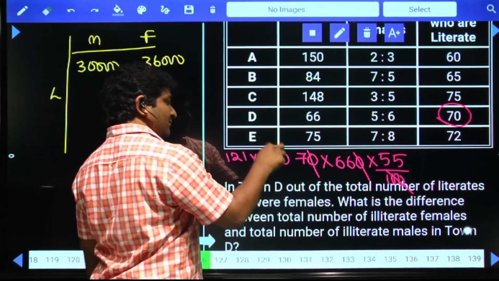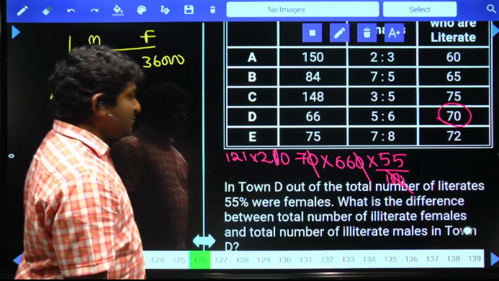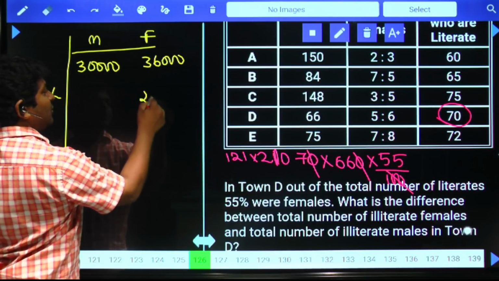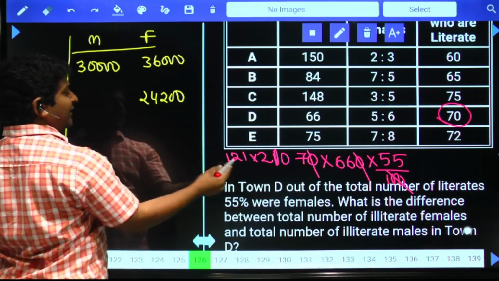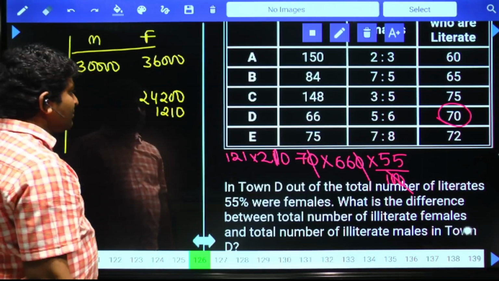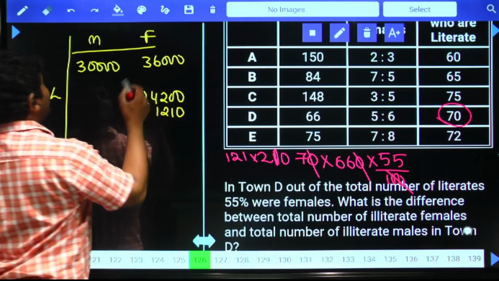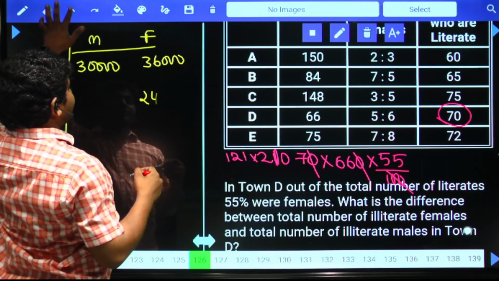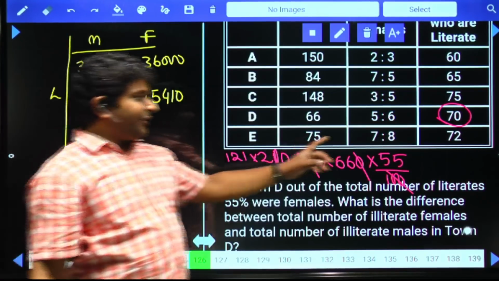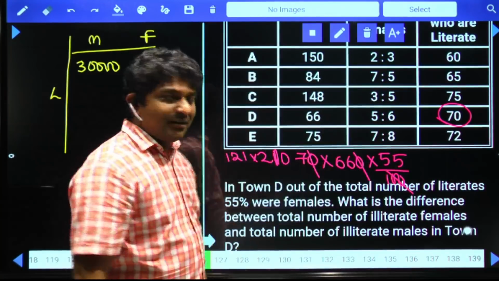210. Right. Now 121 200 times plus 10 times. They are female. 121 200 times is equal to 24,200, and then 10 times is 1,210. Now that is equal to 25,410. Now, if 55 percentage are female, remaining 45 percentage are male only.